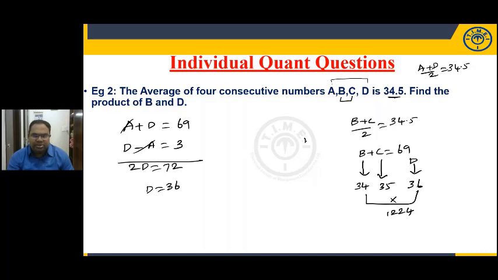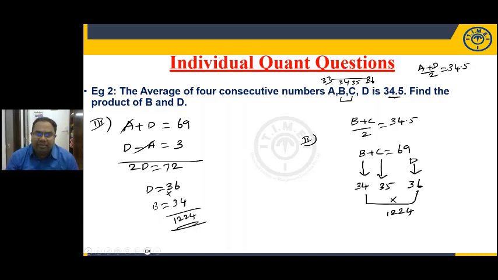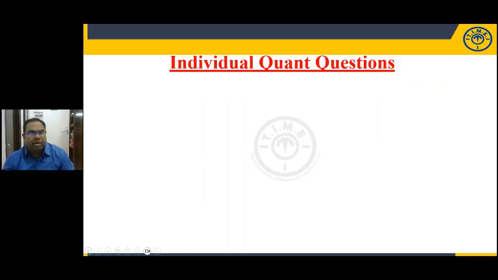This is the third approach, this is the second one. D is 36. So C is 35, B is 34, A is 33. If I have to do 34 into 36, I'll get 1224. See, this is what I am trying to say. One question can be solved in multiple ways. See the method that is comfortable to you. See which method is the best approach, which will save your time. Accordingly, you have to answer the questions.